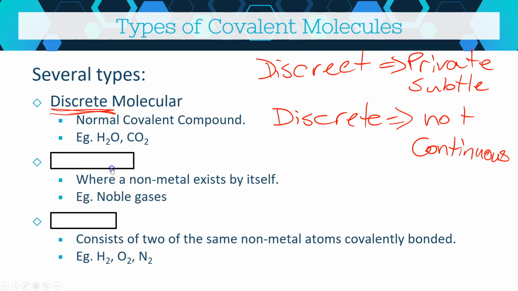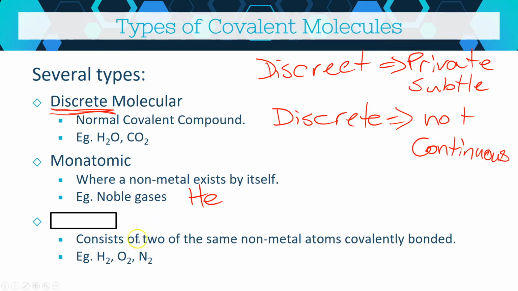But moving on, the other kind we've got is what we call monatomic. And this is something where a non-metal exists by itself. And really we're talking about our noble gases. For example, helium. Okay, helium, if it's out floating as a gas, it's just He atoms, all individual atoms by themselves. And if you remember, this is because they're a non-metal, but they've also already got a full outer shell. So they don't need to try and bond with any other atoms to get that full outer shell. They've already got it.